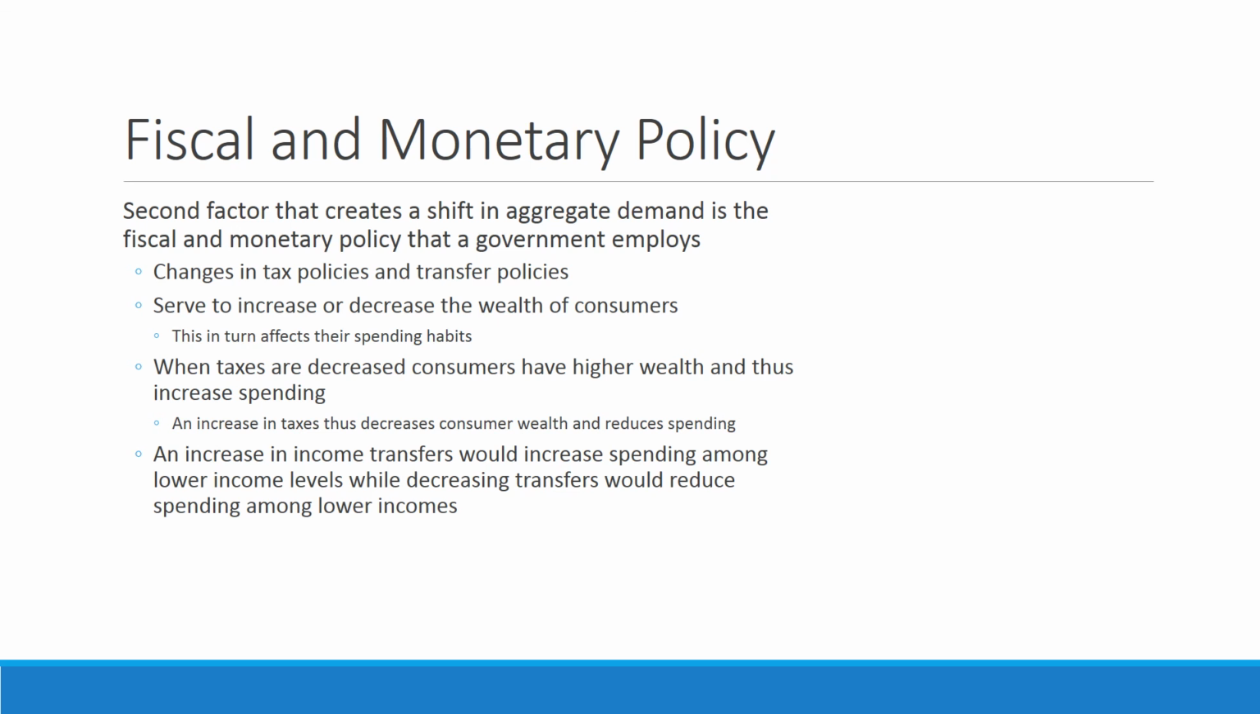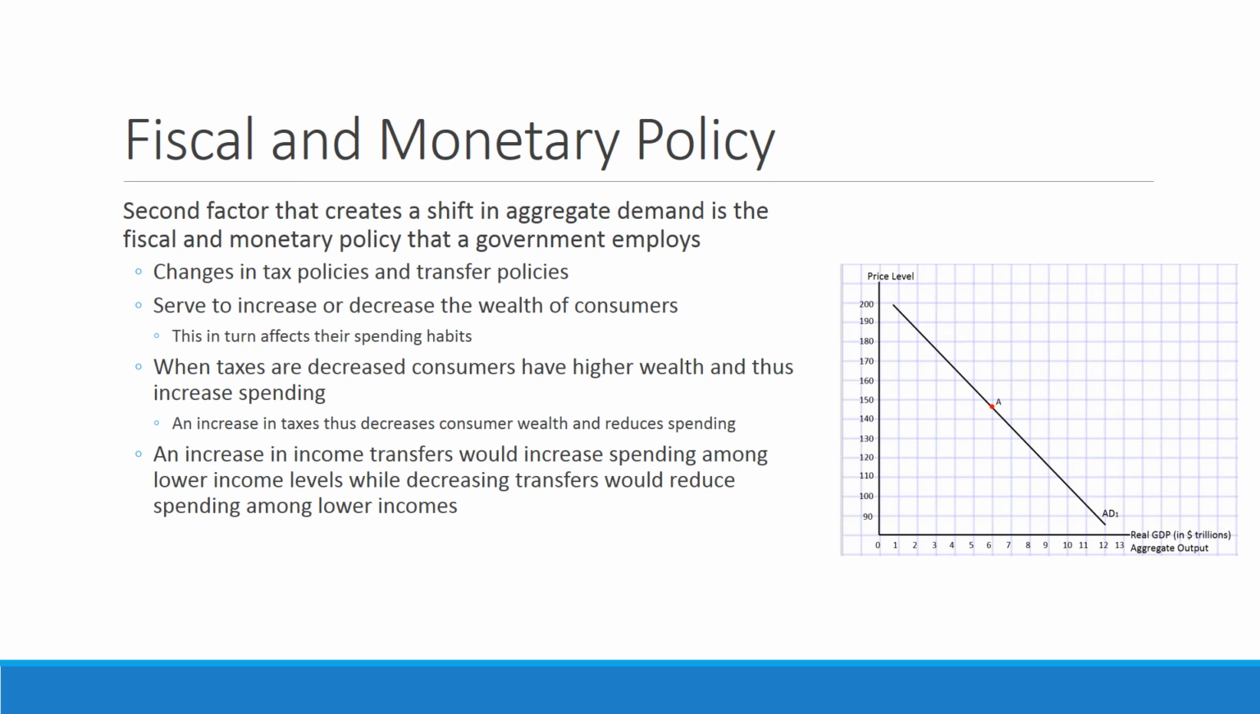Now, an increase in income transfers would increase spending among lower income levels, while decreasing transfers would reduce spending among lower incomes. So think about it like this. An in-kind transfer, and we've talked about this with the different welfare policies. So if you were to increase welfare, so you're increasing income transfers, it would increase spending among lower income levels. If you were to decrease welfare, then it would reduce spending among lower income levels. That's the idea here behind how this policy would work when you're talking about the government.